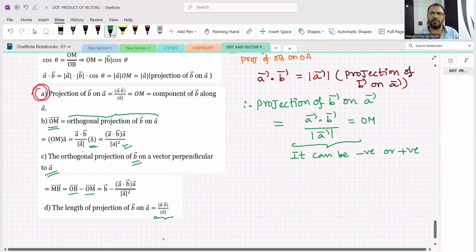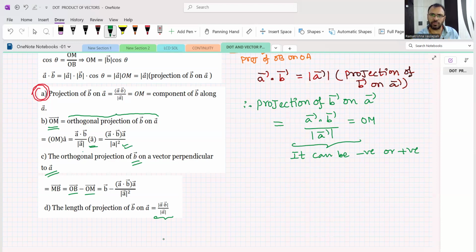So this revision of formulas is over. In the next video, I'll explain not all, but a few questions of JEE Main on the dot product of two vectors.